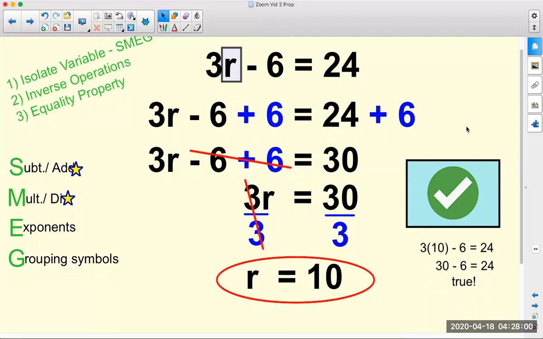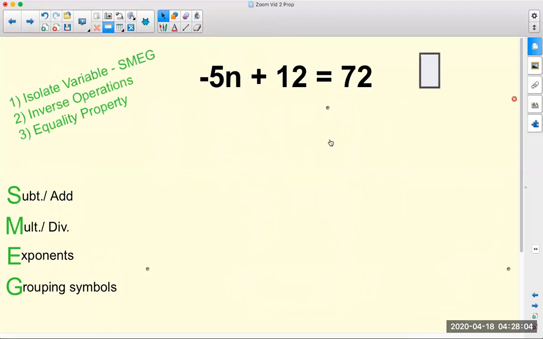Let's try it again with a different example. So we're going to use the same procedures. Remember, only the numbers change, but the steps don't. So now we're going to isolate the variable in this equation. Negative 5n plus 12 equals 72. We have to figure out what the value of n is.